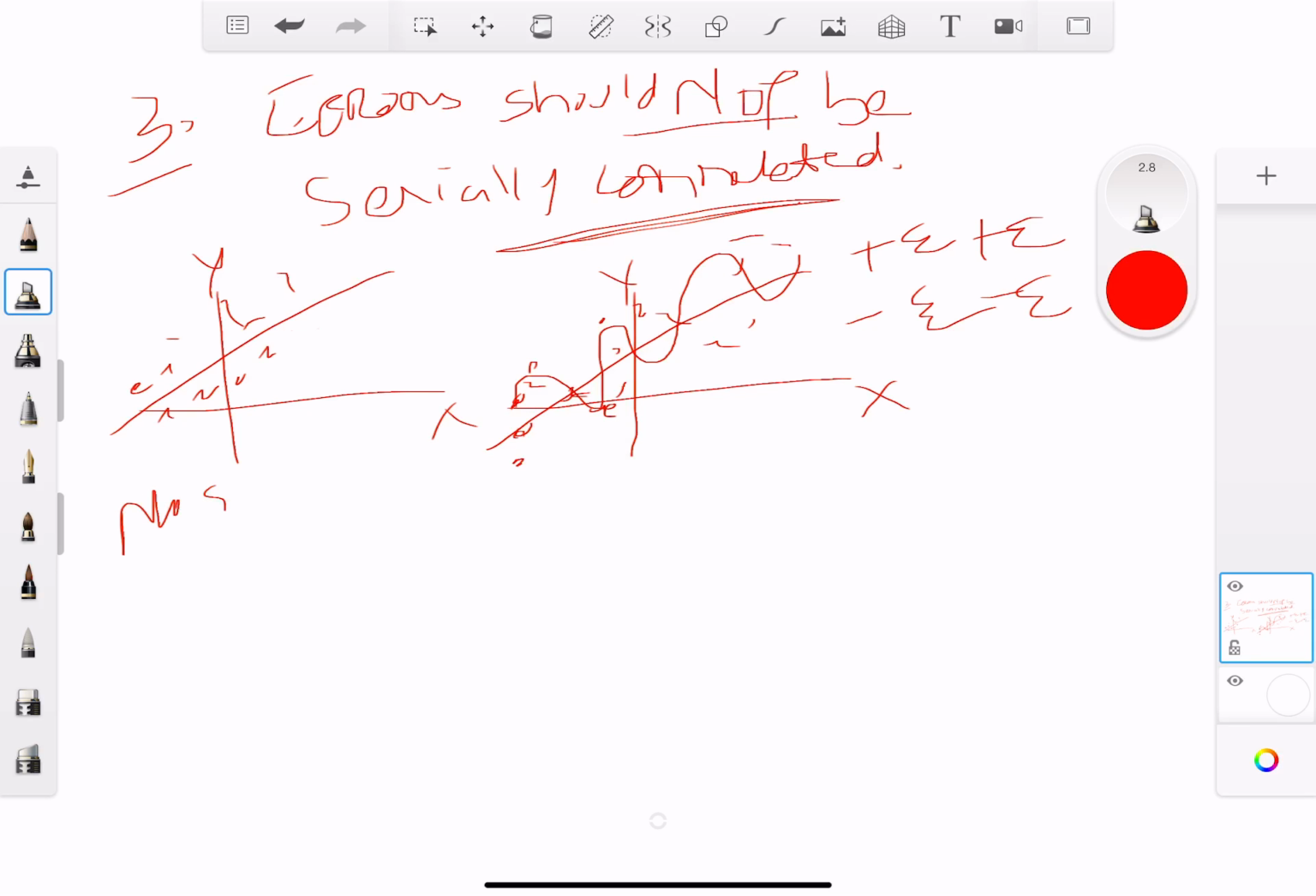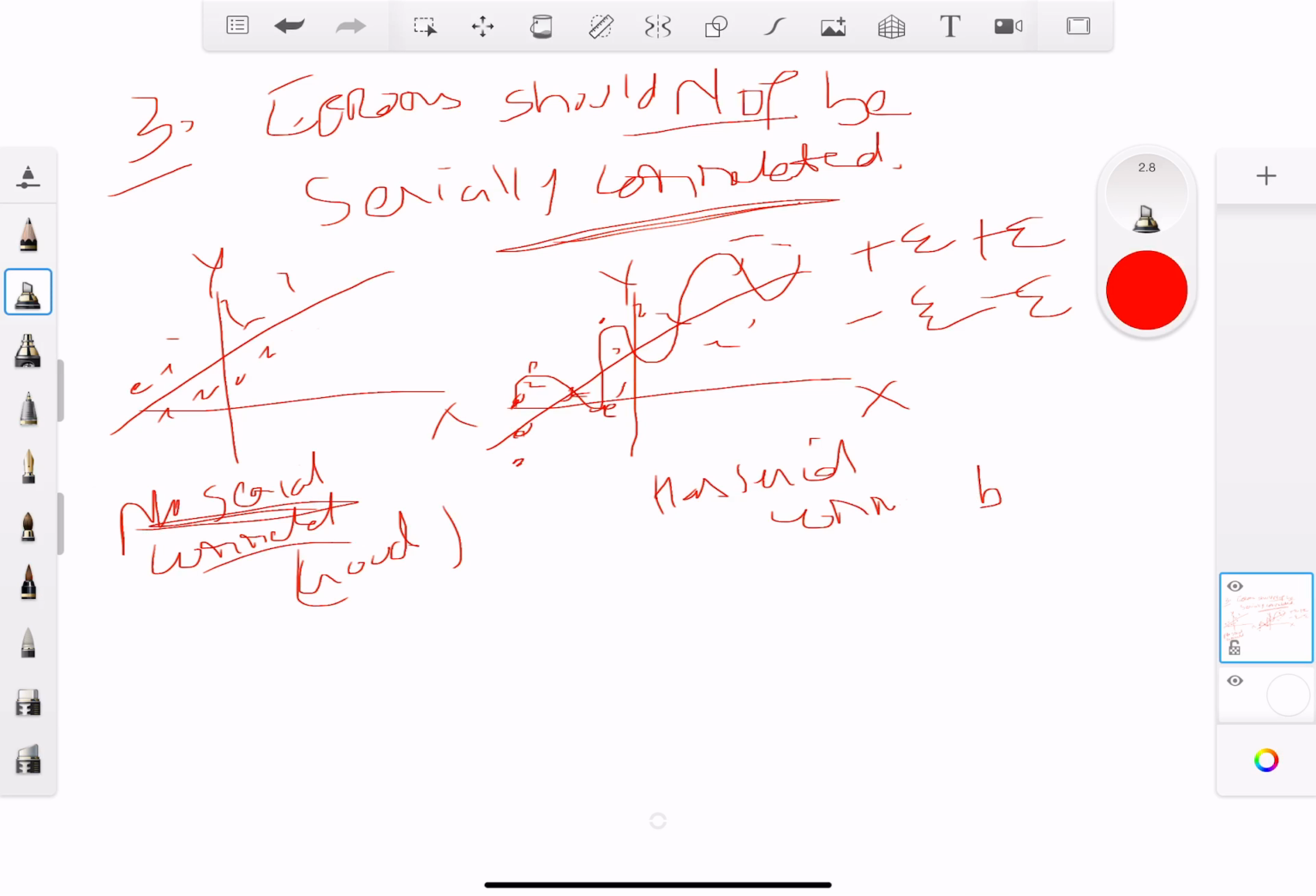This one has no serial correlation because a positive error is not followed by a positive error. This one has a serial correlation. So it is actually good that there is no serial correlation, and this one, which has serial correlation, is actually bad. We want our regression lines to be like this. Now, if there's a serial correlation, what are really the consequences?